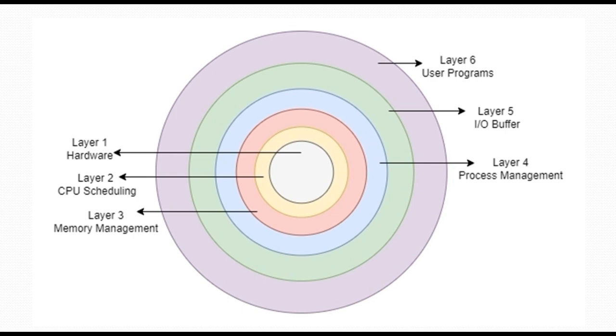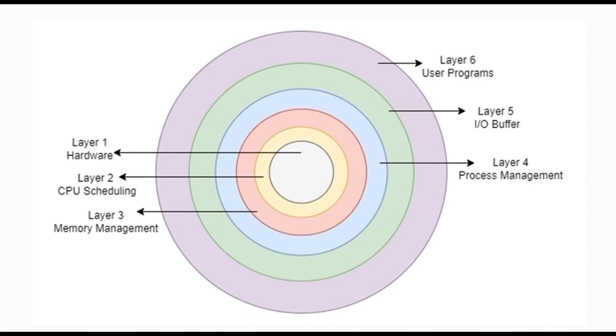Once the first layer is debugged, its correct functioning can be assumed while the second layer is debugged, and so on. If an error is found during the debugging of a particular layer, the error must be on that layer because the layers below it are already debugged. Thus, the design and implementation of the system is simplified. So this is the major advantage of this layered approach.